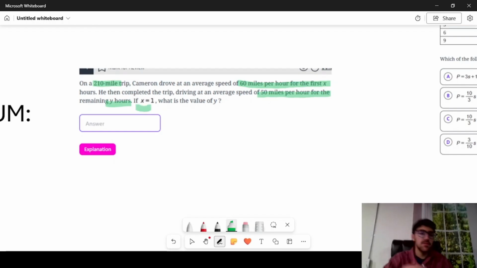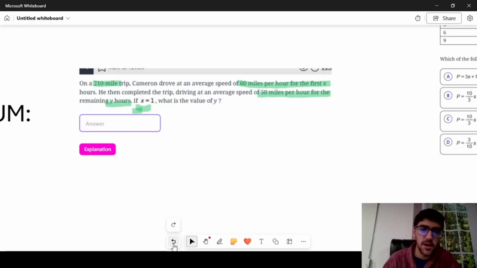So this uses 2 of the skills I talked about. First, you need to know how to interpret the word problem. Then, from the word problem, you have to write equations, and then they give you a number and you have to solve for a variable. So we know that he drove 60 miles per hour for the first X hours, then 50 miles per hour for the remaining Y hours. If X equals 1, what is the value of Y? So we know basically miles per hour.